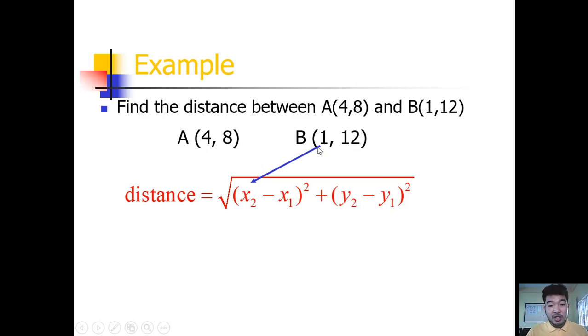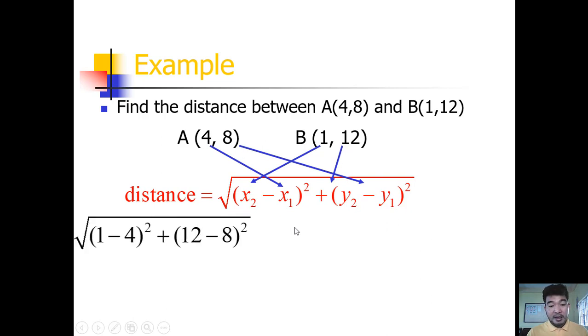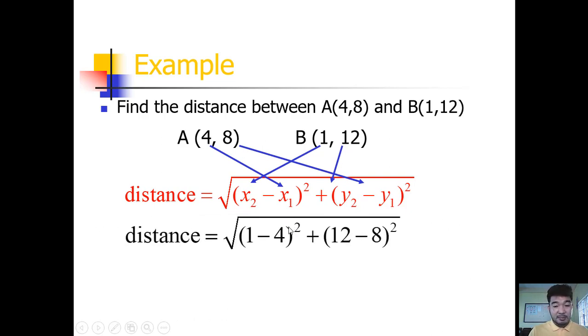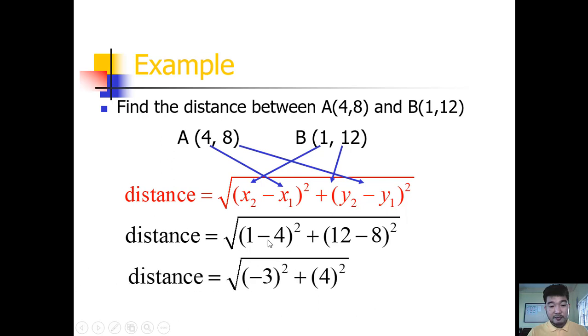So by substitution, our x sub 2 is 1. And then our x sub 1 is 4. And then our y sub 2 is 12. And our y sub 1 is 8. Then we perform some algebraic manipulations here. We substitute. So x sub 2 is 1. Then x sub 1 is 4. Y sub 2 is 12 minus y sub 1, which is 8. And then we simplify it further.